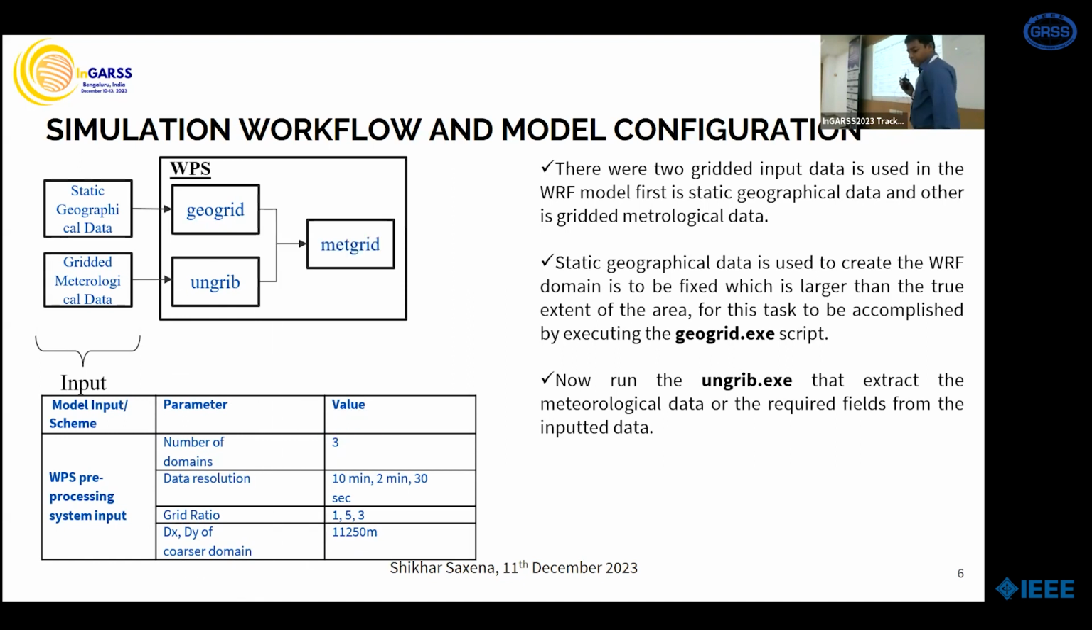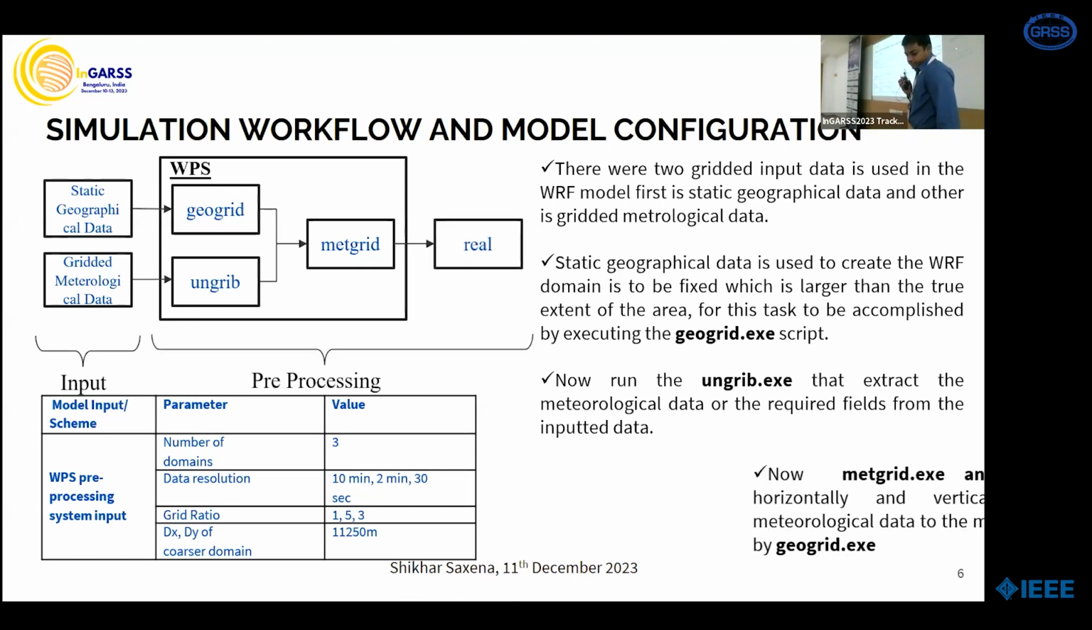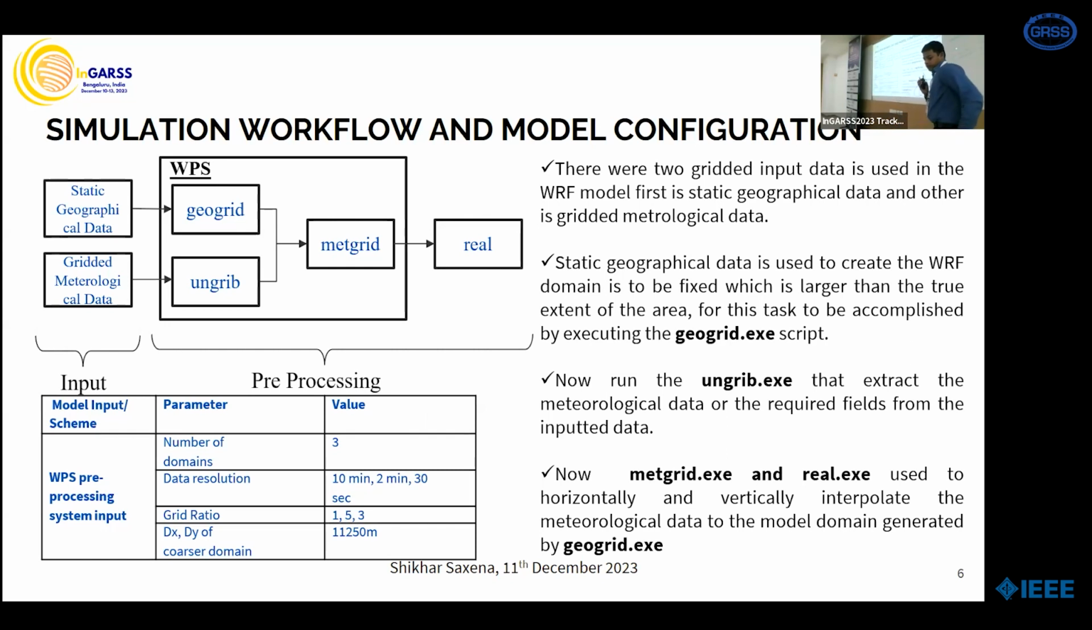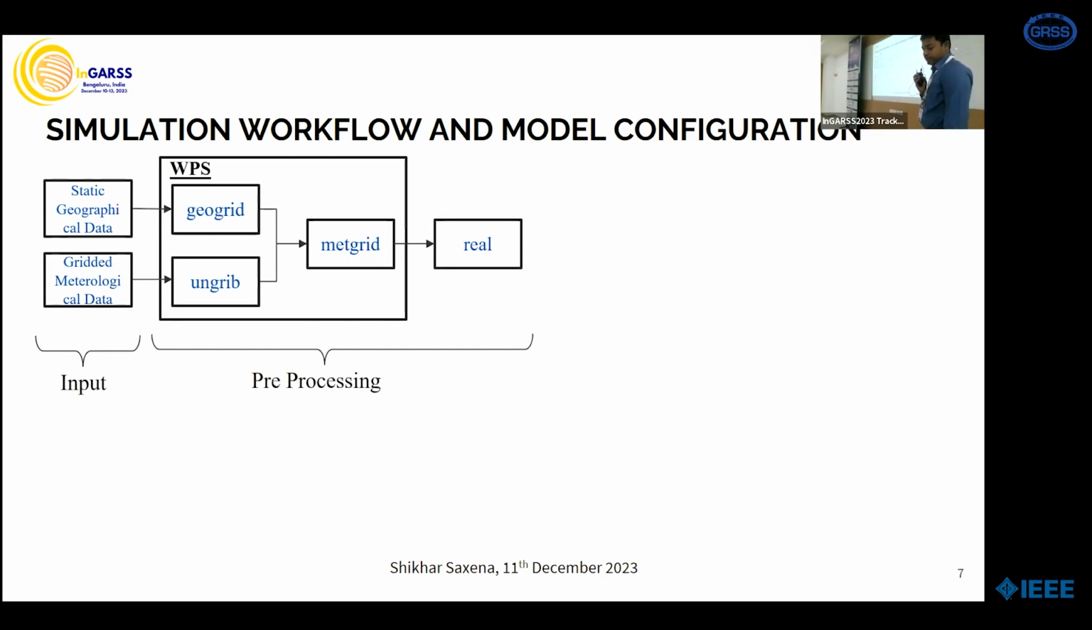Then this GeoGrid and ungrib are mixed, and we can interpolate this meteorological data in the horizontal directions and the vertical directions of the domain generated by GeoGrid. This is all about the pre-processing steps in the WRF model.